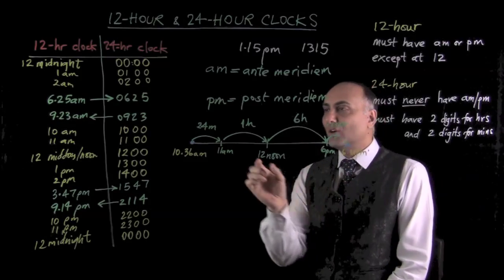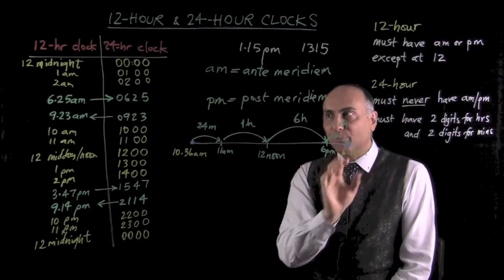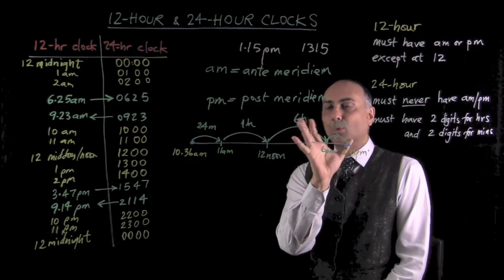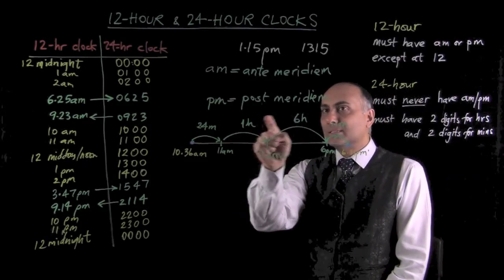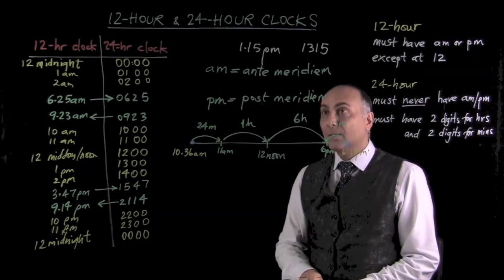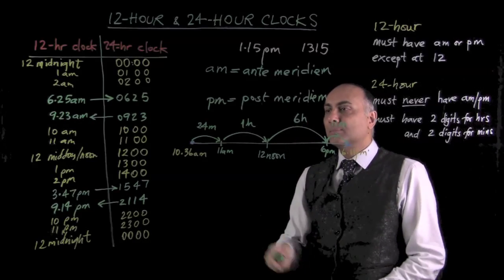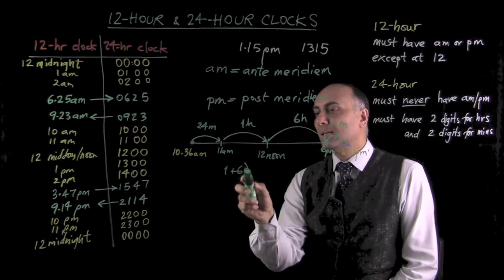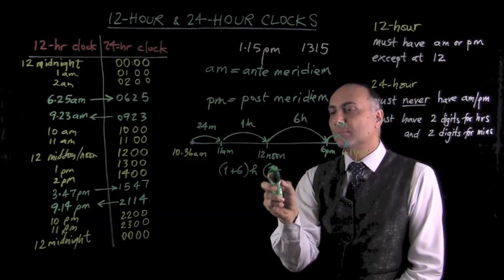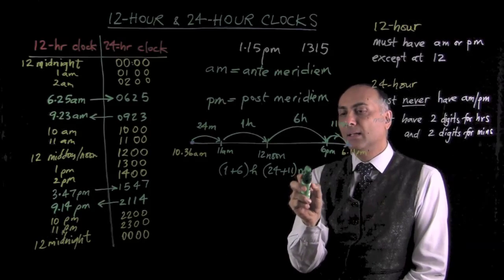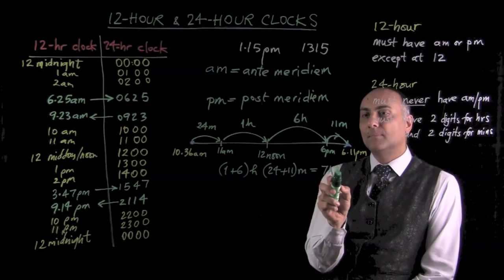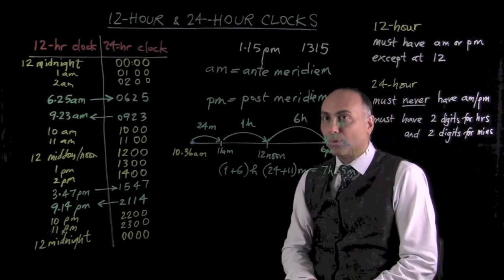Notice I haven't taken any trouble to try and make the jumps look in proportion. If I did, this jump would be 6 times as big as that jump, and so on. There's no need for that. It's these numbers that are important and the concept. So when I add them together, I have 1 hour plus 6 hours, so 1 plus 6 hours, and 24 plus 11 minutes, which is 7 hours and 35 minutes. And that is how long this journey took.